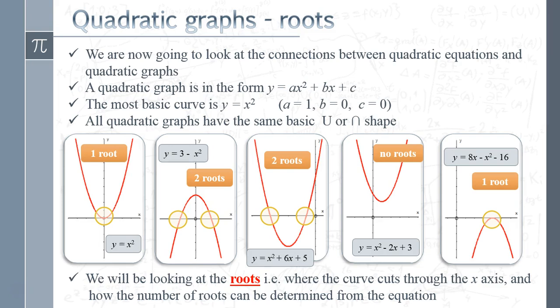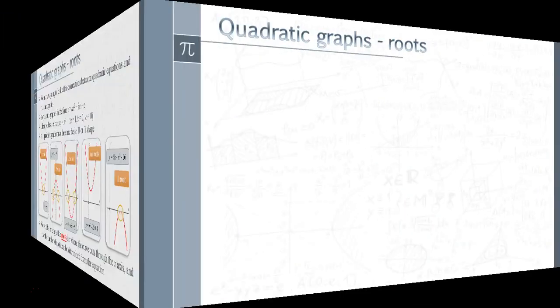So depending on where these curves are, and which way up they are, has an impact on how many roots they've got. We're going to have a look in a bit more detail at what causes that and strengthen our understanding of why that happens, and how we can determine, without having to draw the graphs, how many roots or solutions we're going to get to an equation.